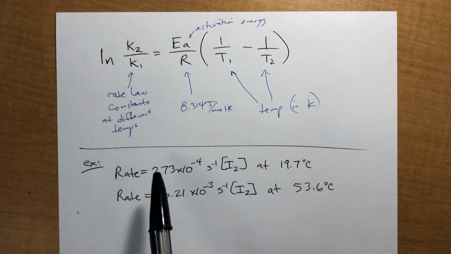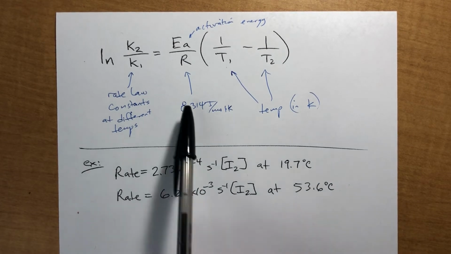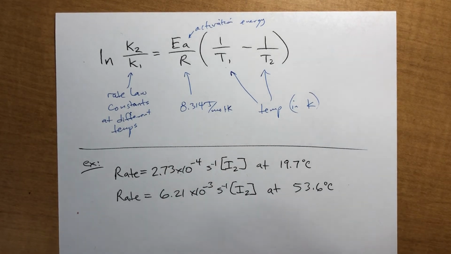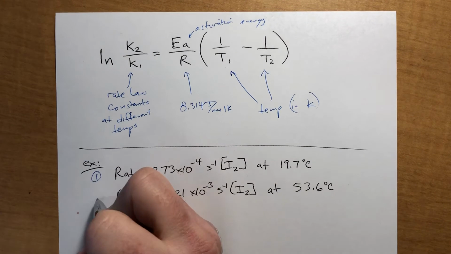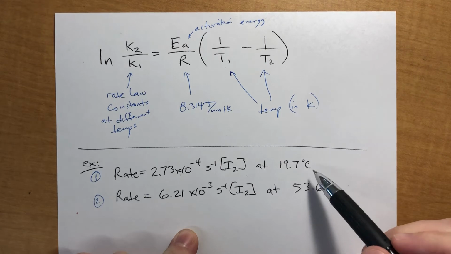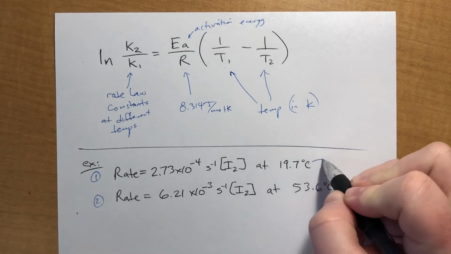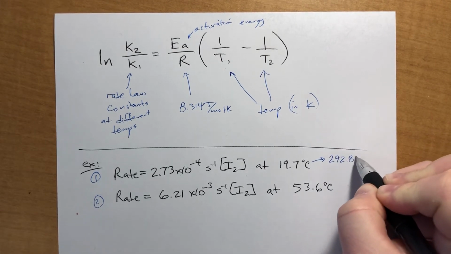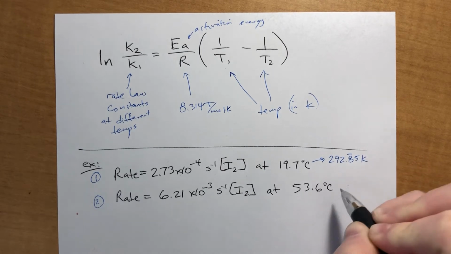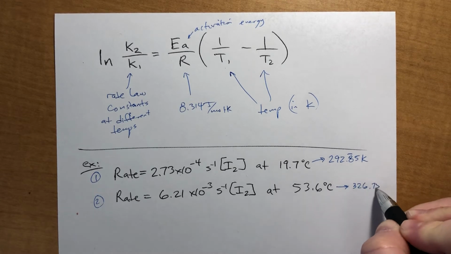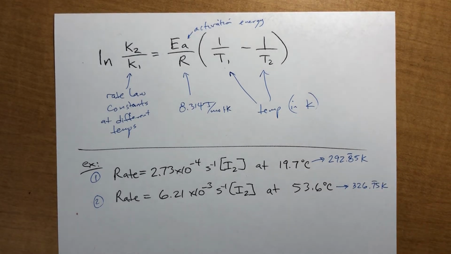Okay, so we have two K values and two temperatures, and it doesn't matter which one's 1 and which one's 2 as long as you're consistent. For the sake of convenience, I'm going to call these ones 1 and this one 2. We need this in Kelvin, so you add 273.15. If you add 273.15 to this, the value you get is 292.85, and technically that's where our sig figs end. And this, if you add 273.15, is 326.75 Kelvin.